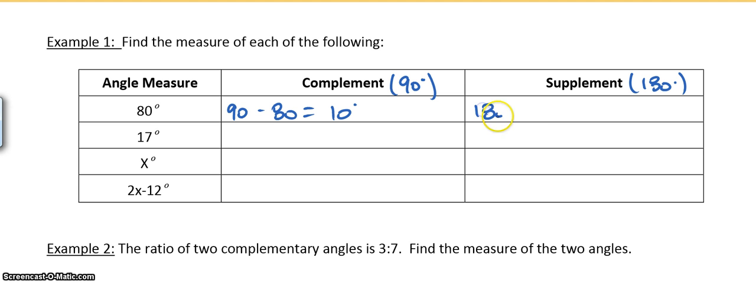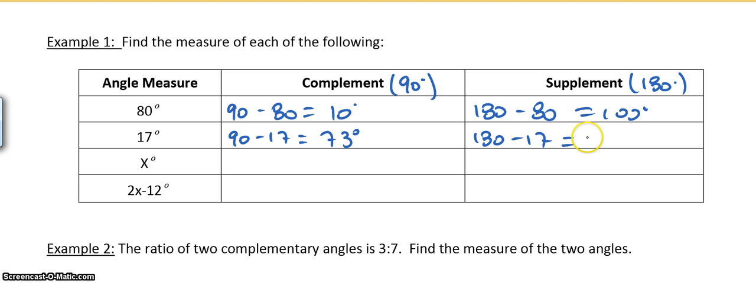For supplement, we have 180 minus 80, which gives me 100. So 80 and 100 are supplementary angles. Let's do the same for 17. So we take 90 minus 17, gives me 73. And over here we would take 180 minus 17, and we would get 163. Oh, had a brain freeze there.